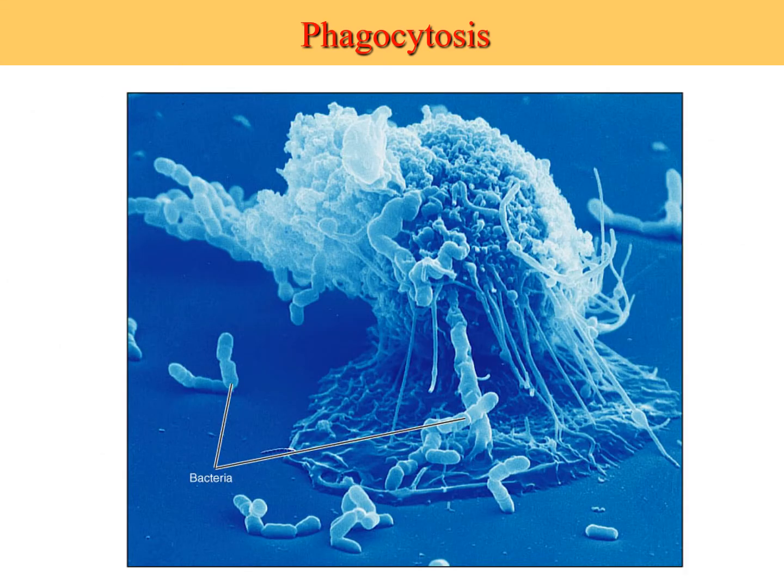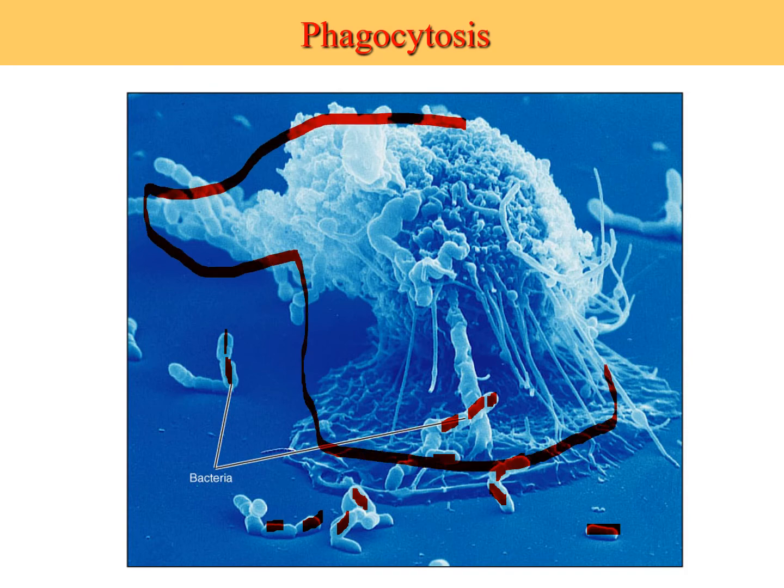Here you see an electron micrograph of a macrophage and some bacteria. You can see these rod-shaped bacteria quite nicely here and here. All of these are rod-shaped bacteria, and the cell is moving outwards towards them, and it's going to engulf them. All of this is the macrophage here.